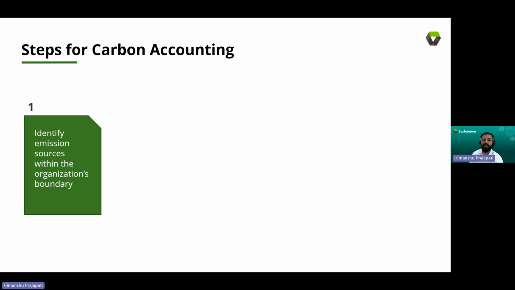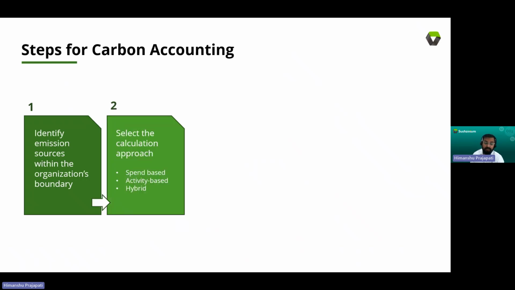So it's very important to understand the organizational boundary, and once you've understood that and identified those sources, the carbon accounting process itself becomes very easy. In fact, the first step itself helps you do almost 40 or 50% of the process. Once you are done with this, you will be able to do the rest of the process very easily.